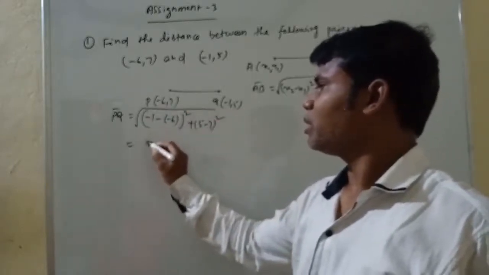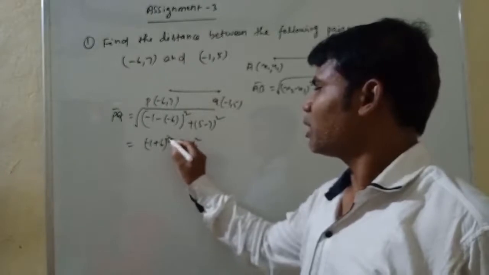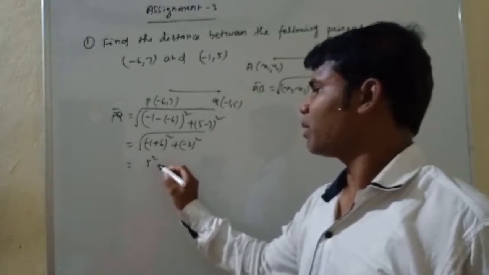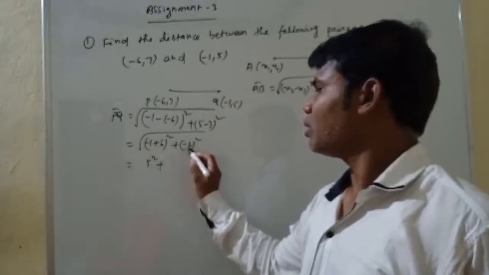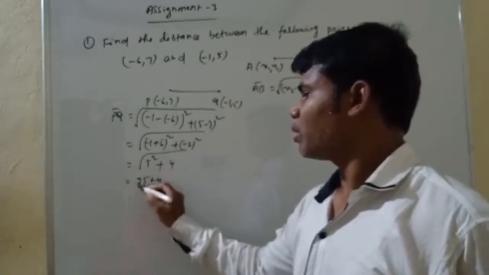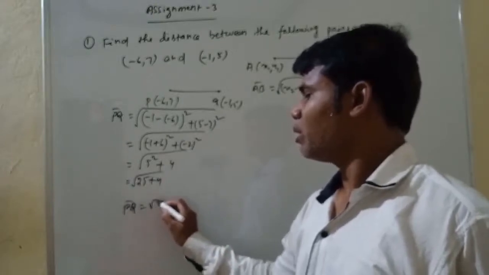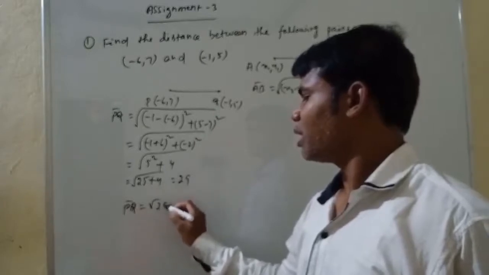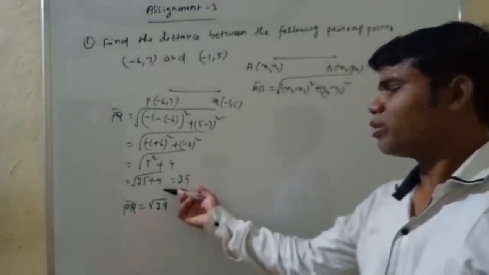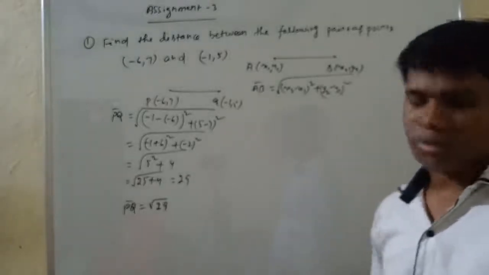Okay, is equal to, you see, -1 plus 6 is 5, 5 square, and 5 minus 7 is -2, -2 square, that is 4. Root over 25 plus 4, root 29. So distance PQ is equal to root 29. This is your answer. Okay, you see, plus or minus root 29, but distance is never negative, so you can take it positive. Pause the video, note it down.